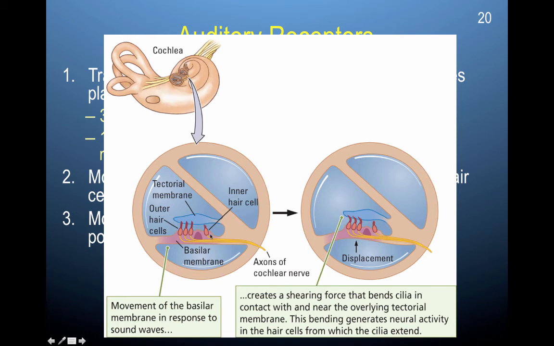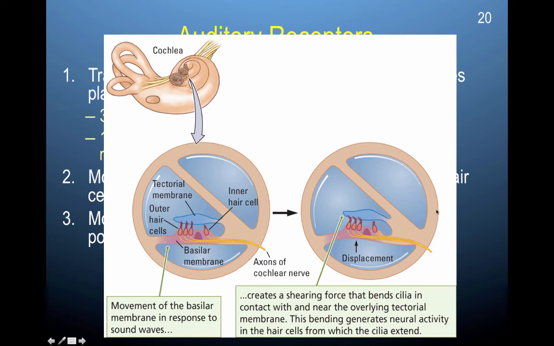So basically, you have the wave that comes in here, it pushes these up here, okay? When it pushes up here, then you have this shearing action. This bending generates neural activity because the hair cells are mechanical. So when they get bent, it's going to cause a graded potential. And again, what's a graded potential? A graded potential is an increase in positivity that makes the cell more likely to start an action potential to signal and convey the information that a particular frequency has been sensed.